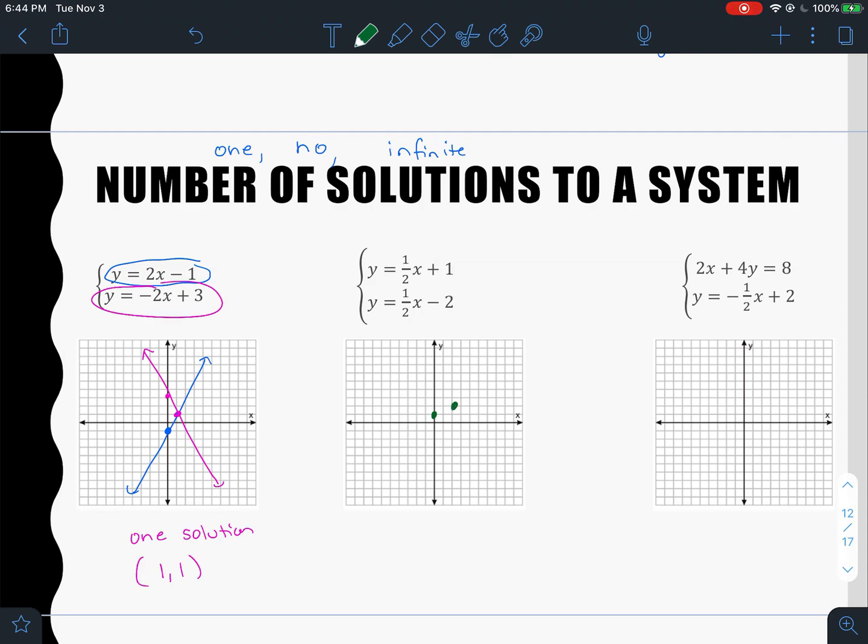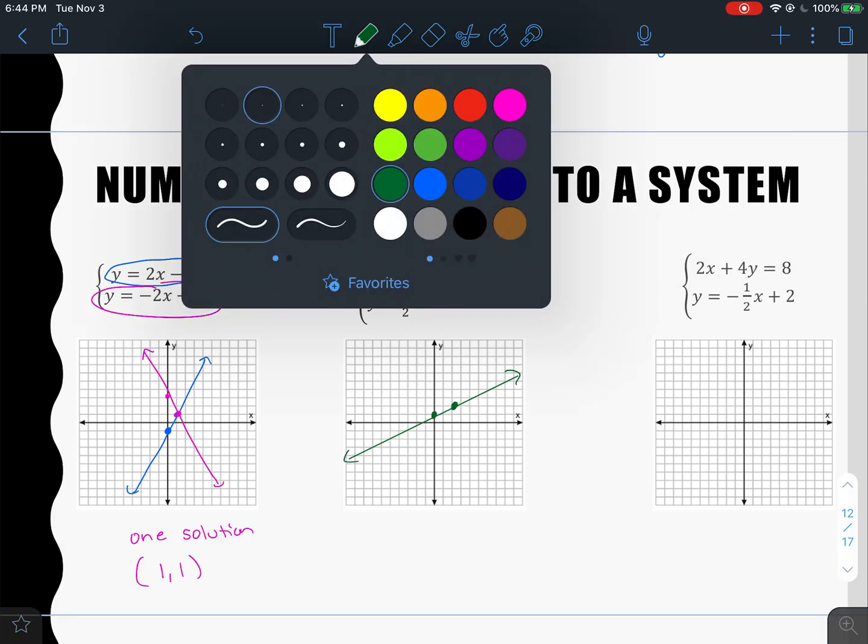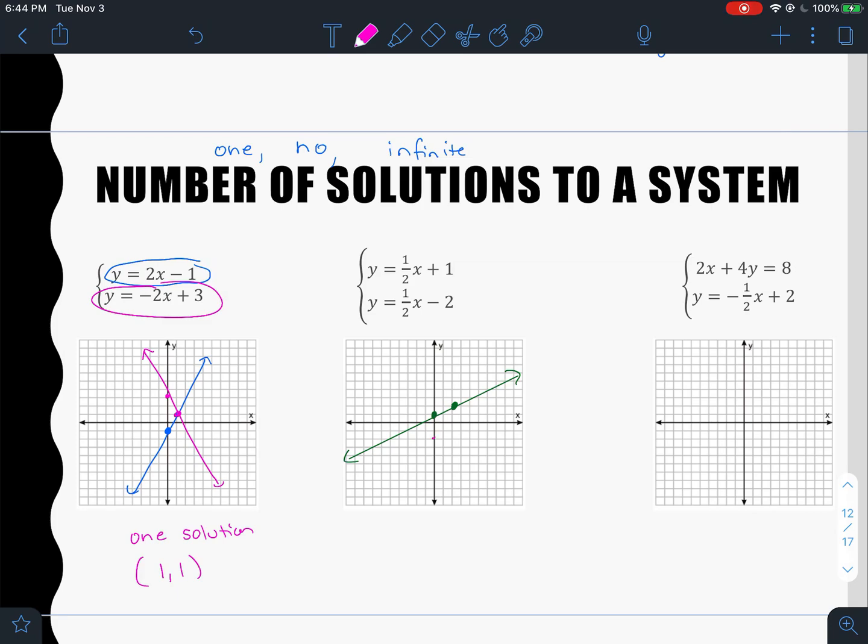Y equals 1/2 x plus 1, so this would start at 1 and then go up 1/2. And so that would be my first line. And then my second line starts at negative 2 and then goes up 1/2.